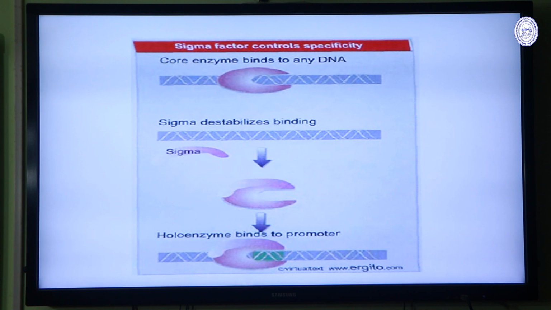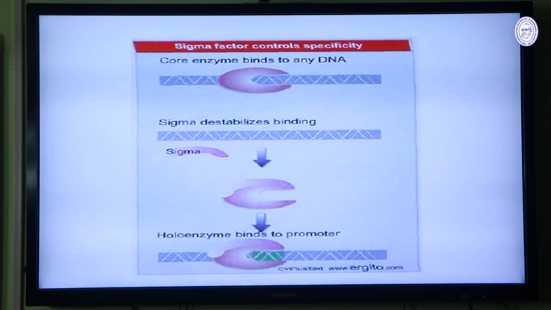So, basically the DNA is negatively charged, you know, there is the phosphodiester backbone, and there are some positive amino acid residues on the surface of the RNA polymerase. So, there will be a very good binding, very good friendship between the DNA and the core enzyme complex, and they can bind anywhere on the DNA. We call it the loose binding.